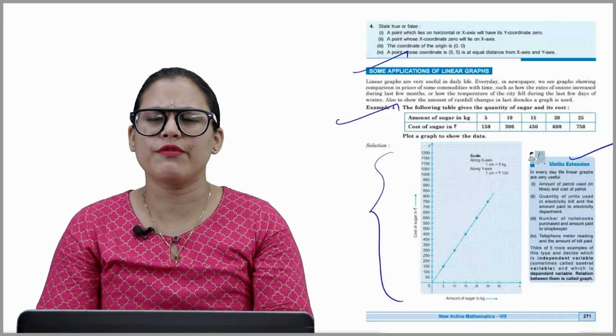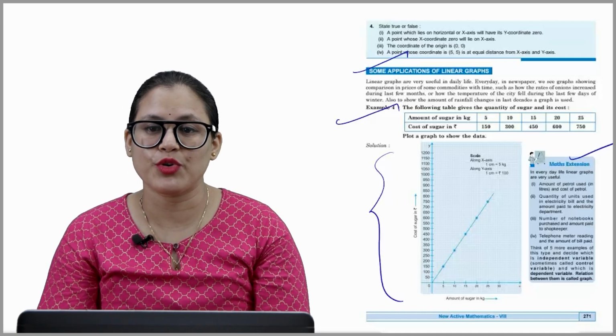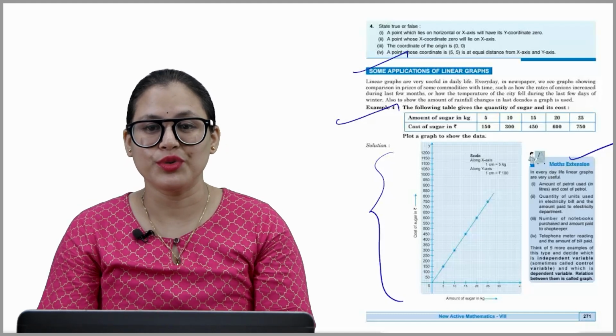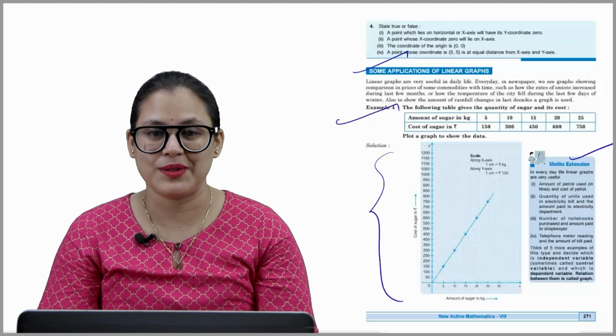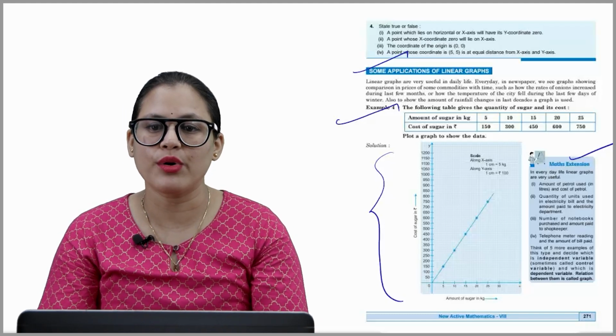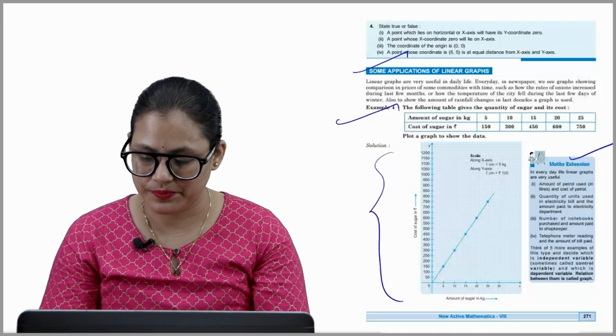Maths extension: in everyday life the linear graph is very useful. Number 1, amount of petrol used in liters and cost of petrol. Number 2, quantity of units used in the electricity bill and the amount paid to the electricity department. Number 3, number of notebooks purchased and amount paid to the shopkeeper. Number 4, telephone meter reading and the amount of bill paid.